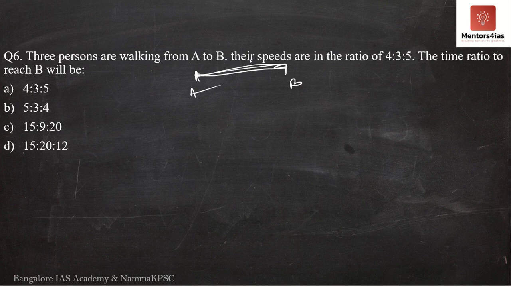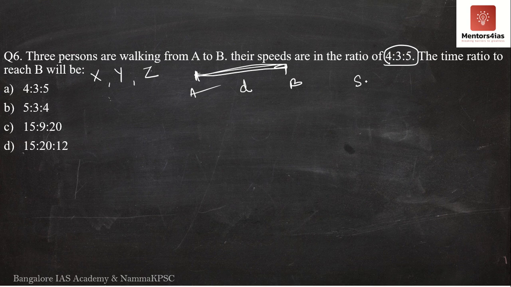Their speeds are in the ratio of 4:3:5. The time ratio to reach B will be what? So let us assume there are three persons, X, Y, and Z. They all walk from A to B at different speeds, covering the same distance d. The distance remains constant, but they all cover the same distance d at different speeds.